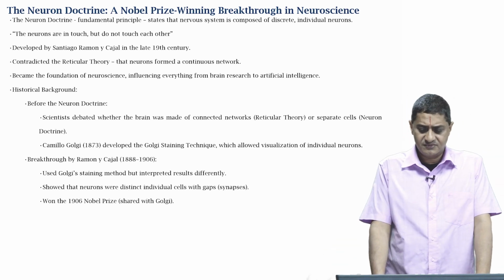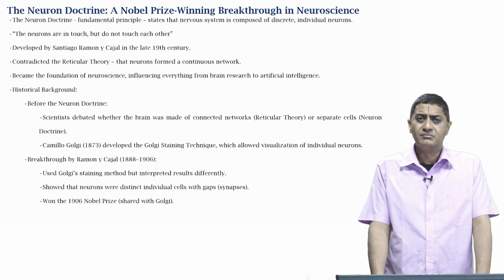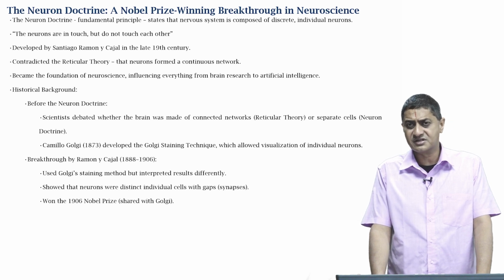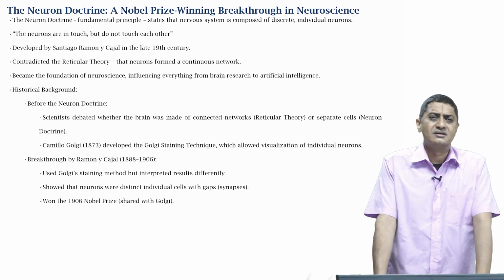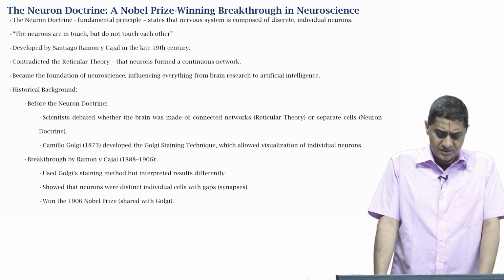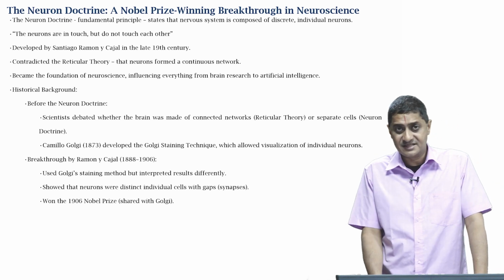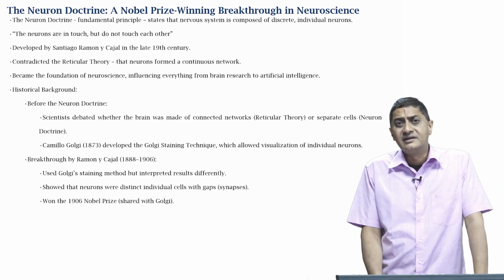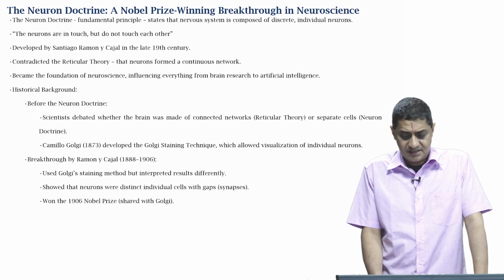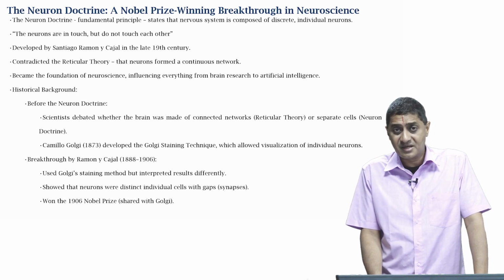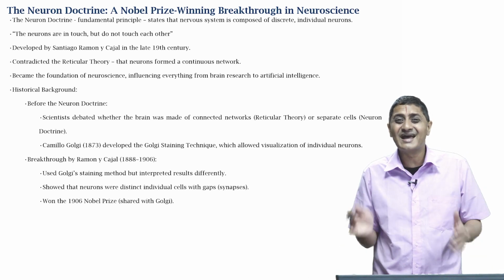Before the neuron theory, the reticular theory was popular: there are no separate or independent neurons. Camillo Golgi developed the Golgi staining technique which allowed visualization of neurons, but it was Santiago Ramon y Cajal's double impregnation and improved Golgi method that led to different interpretations of the same observations. Essentially the same observation, but the interpretations are different. He showed that neurons were distinct, independent, individual, separate, functional units with gaps between them.